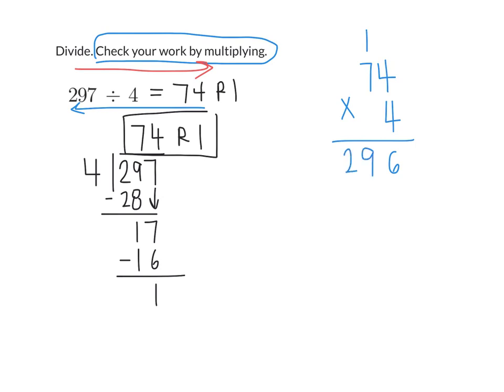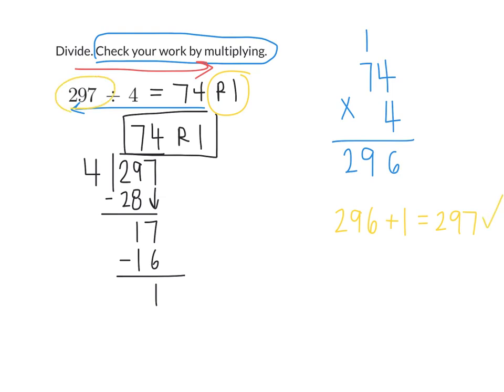Plus 1 is 29, right? So I have 296. But then I have my remainder, so I could add my remainder. 296 plus 1 is 297. And you can see that that is our whole. So that means we did it correctly.